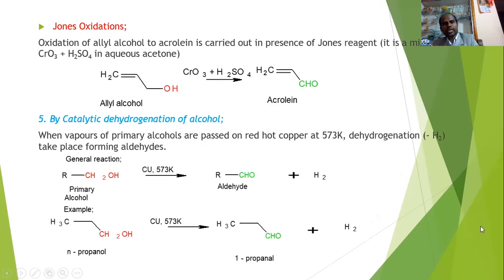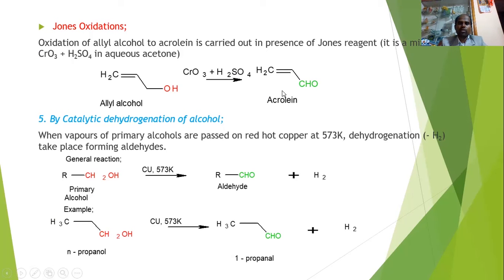So with this, I will move to the next slide. The next slide will give you the information on Jones oxidation. Here we need to remember that Jones reagent is nothing but a combination of chromium trioxide and sulfuric acid. So there is something special about this Jones reagent. Jones reagent selectively converts a primary alcohol into aldehyde. And this Jones reagent does not affect the other functional groups present in the molecule. That's the special thing. So that means oxidation of allyl alcohol to acrolein is carried out in presence of Jones reagent. Okay, this is about acrolein.